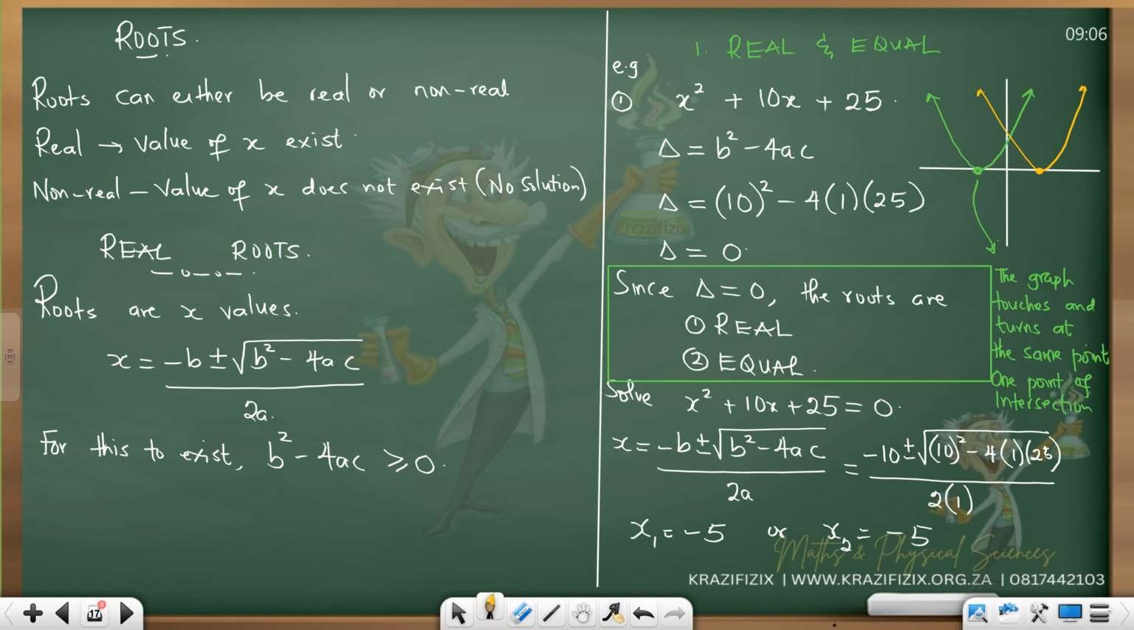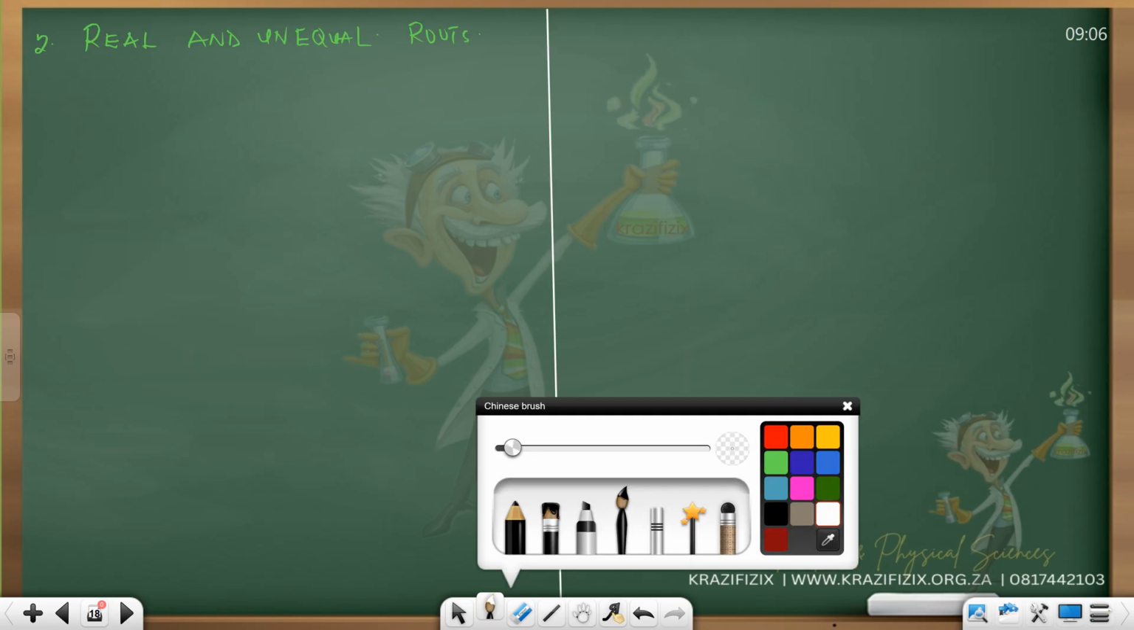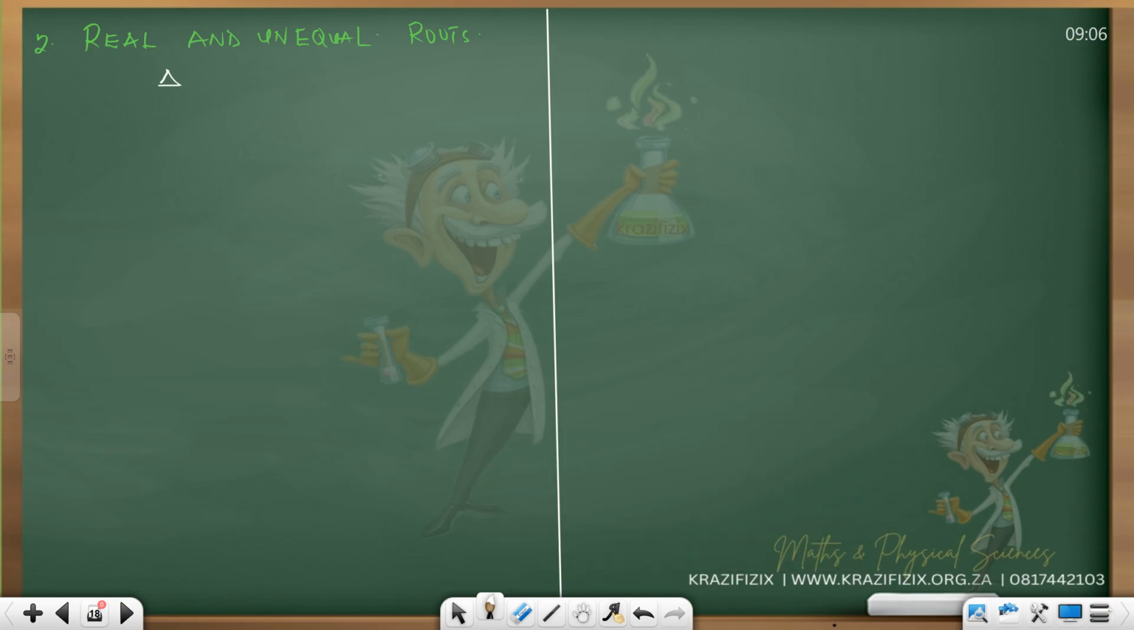These are still under real roots. Number 2, we'll still put all of this together. When do I have this? Here, the discriminant must be greater than 0. If my discriminant is greater than 0, let's look at it together quickly.